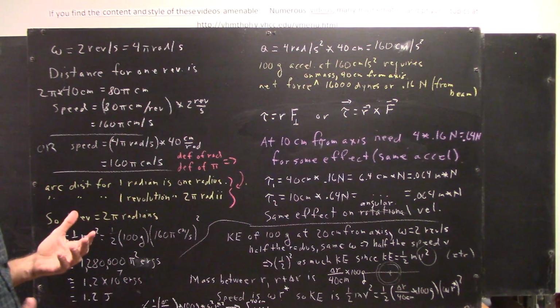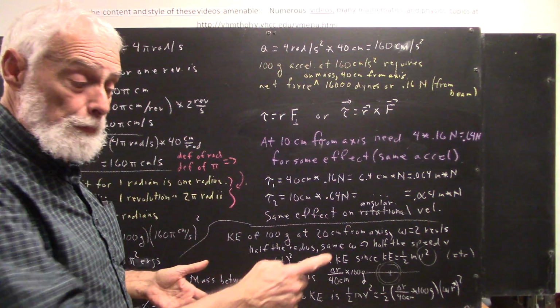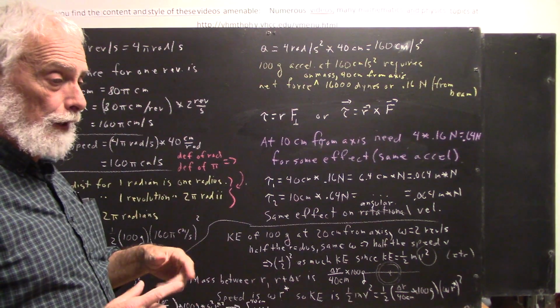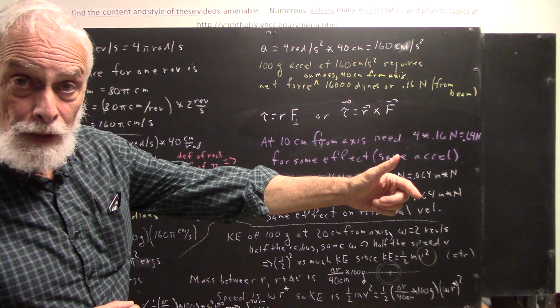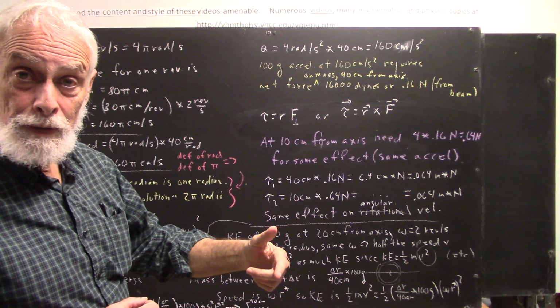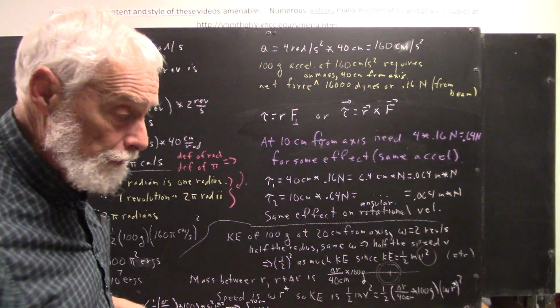You can't say it's moving at 2 radians per second, because we're talking about speed through space, not speed of rotation. If there's a 100-gram mass at the end of this beam, it's moving faster than another 100-gram mass only halfway to the end, because it's got further to move in a revolution. So how do we get how fast it's moving?